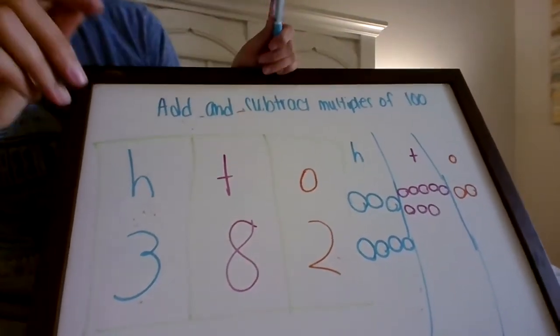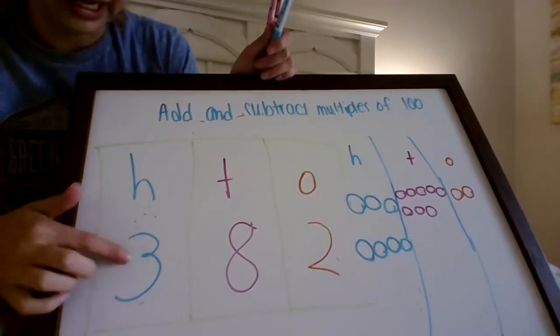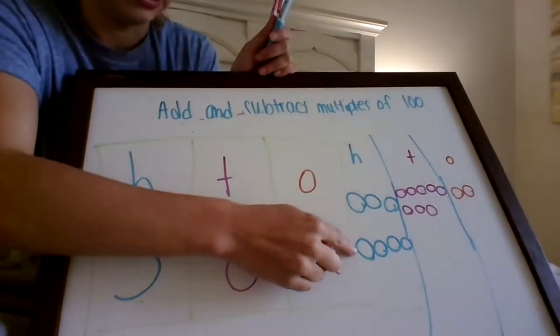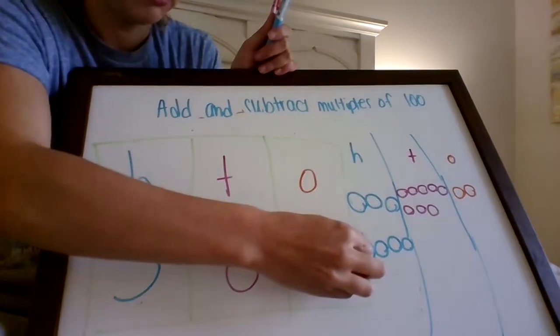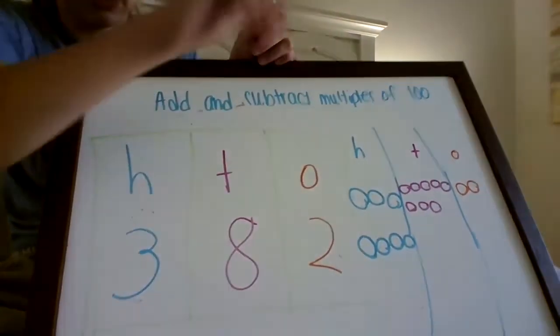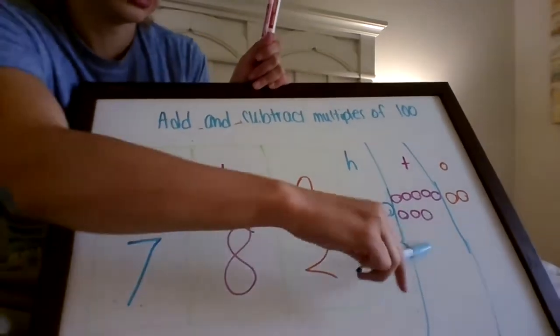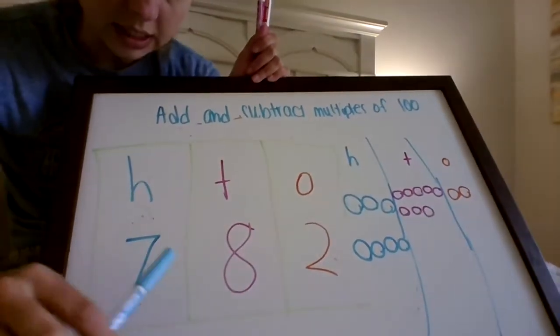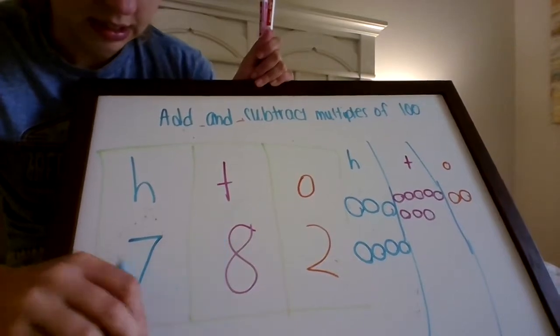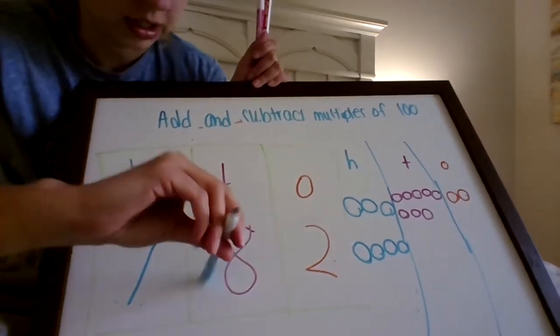How many hundreds do we have now? Well, we had 3, and we added 4 more. So, 3, 4, 5, 6, 7. Now we have 700. Did I do anything to the tens or the ones? No, I did not. So they stayed the same. So our new answer is 782.